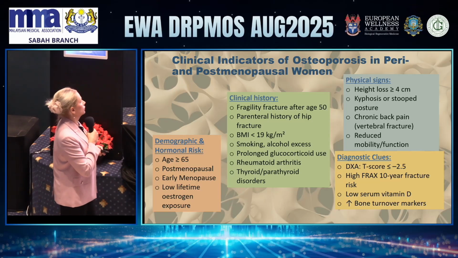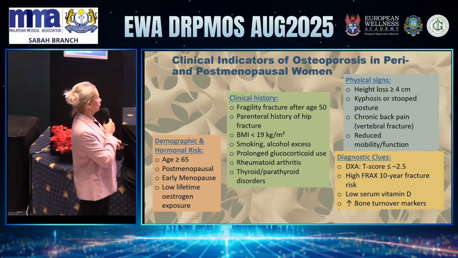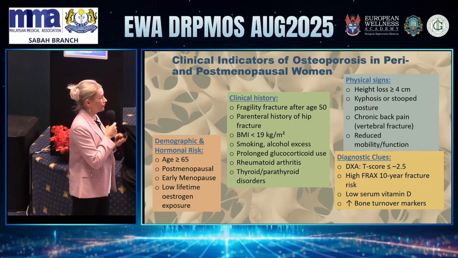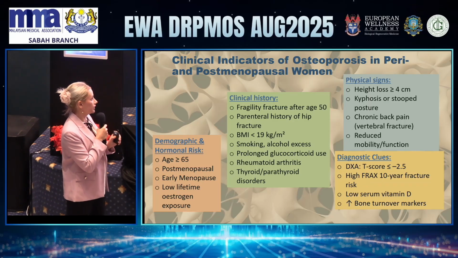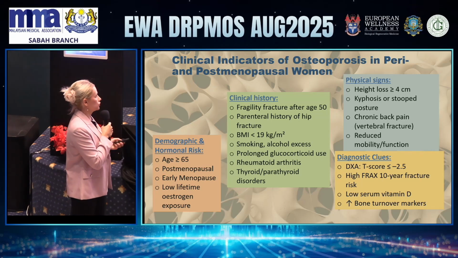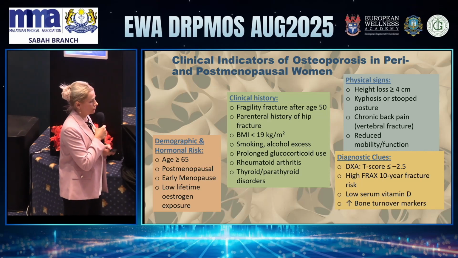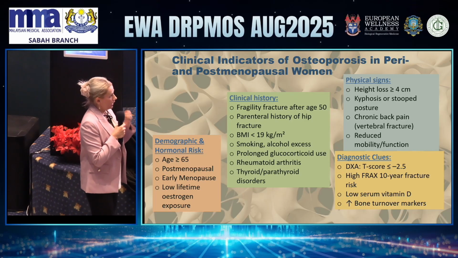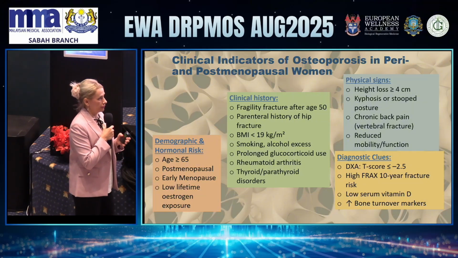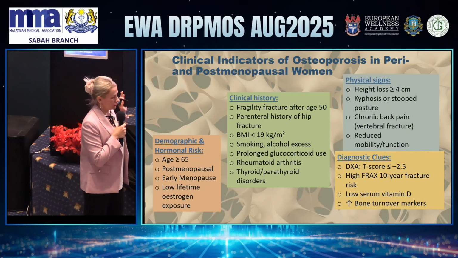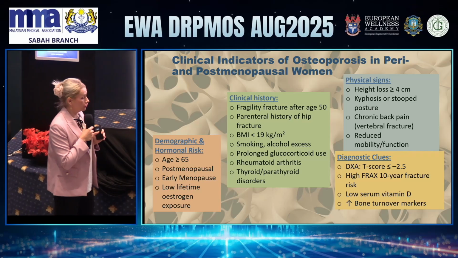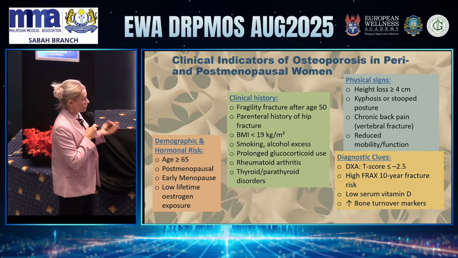Clinical indicators for osteoporosis in peri and postmenopausal women. For example, physical signs: height loss of 4 cm, but even 2 cm and more already is a physical sign. Kyphosis or stooped posture, chronic back pain due to vertebral fractures. Vertebral fractures happen first among the other osteoporosis-related fractures in women, as I said, due to loss of trabecular bone in early menopause. Reduced mobility and function.